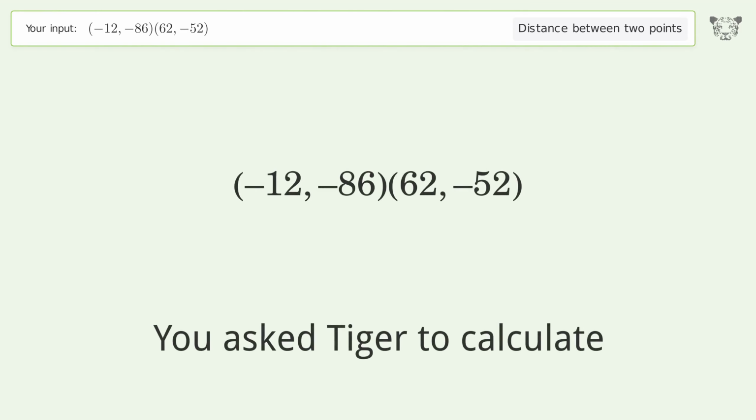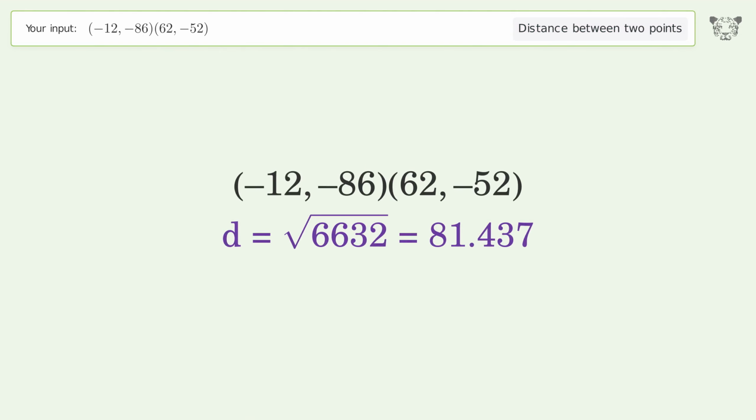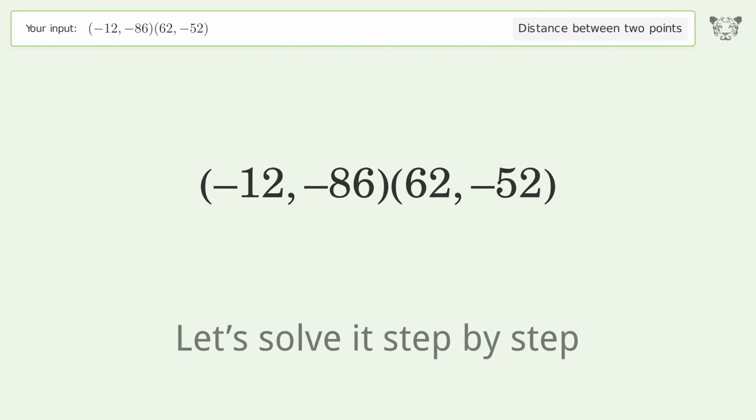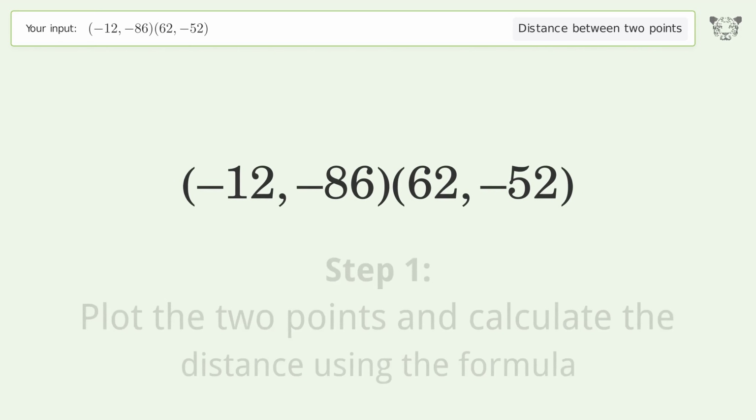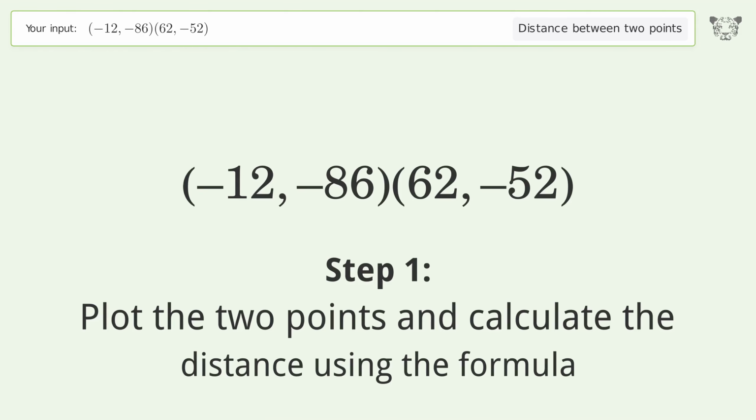You ask Tiger to calculate. This deals with the distance between 2 points. The distance between the 2 points is the square root of 6,632, or 81.437. Let's solve it step by step. Plot the 2 points and calculate the distance using the formula.